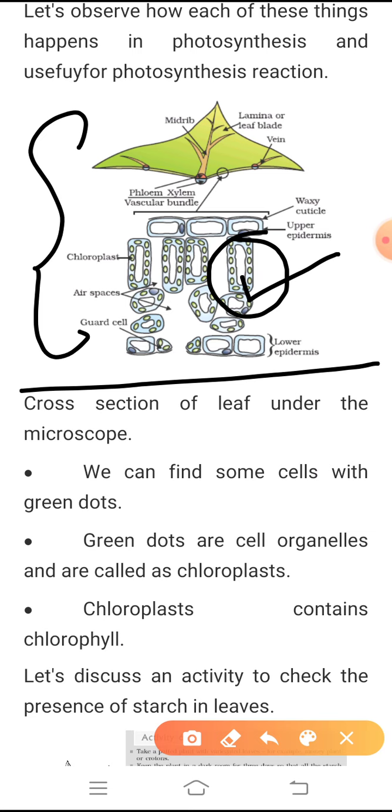Okay, this is the cross section of the leaf. Here the cell organelles contain chloroplasts, which contain the chlorophyll. These are the chloroplasts. You can see they are marked here. So they contain chlorophyll. Okay.